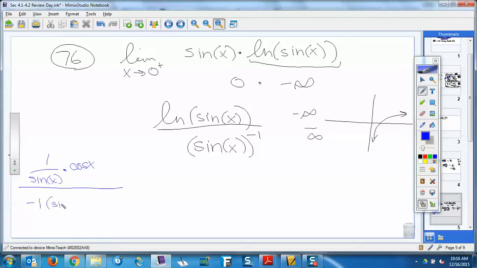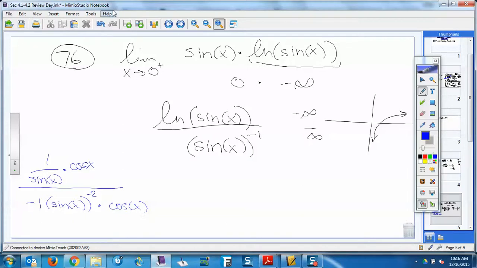Negative 1. Leave the sine alone, times negative 2 times cosine. Derivative of the inside. Alright? So now what? Can you cancel the cosines? Yes, I think so, right?